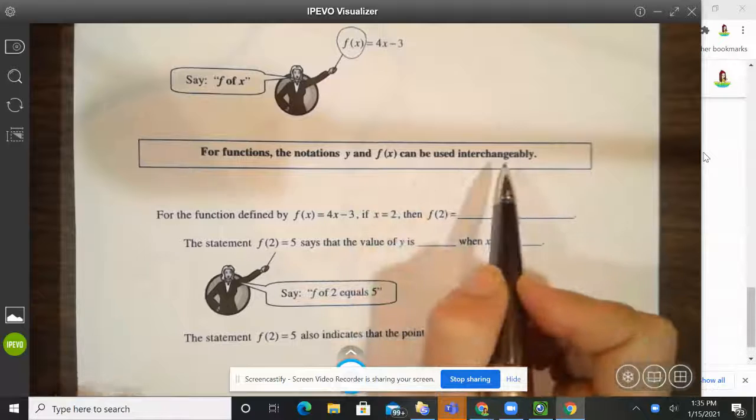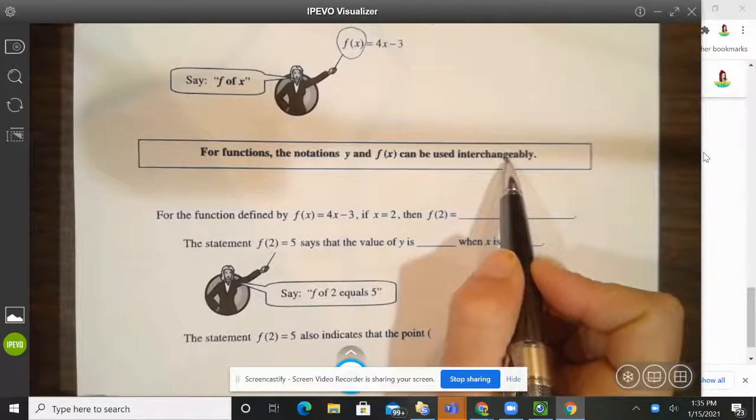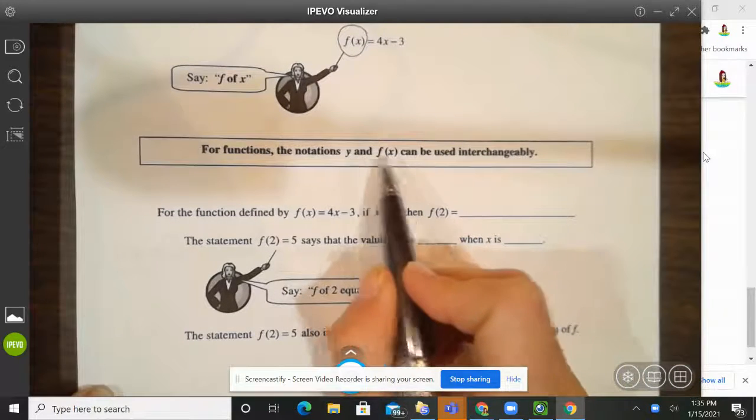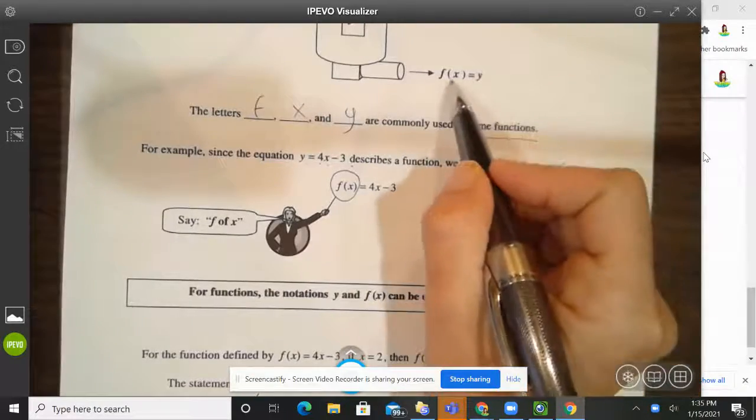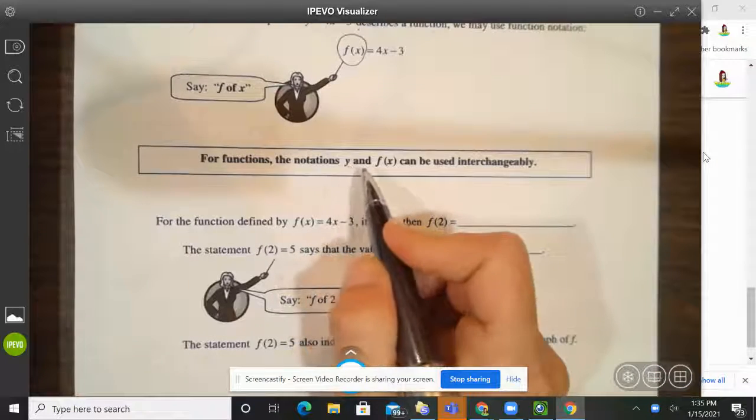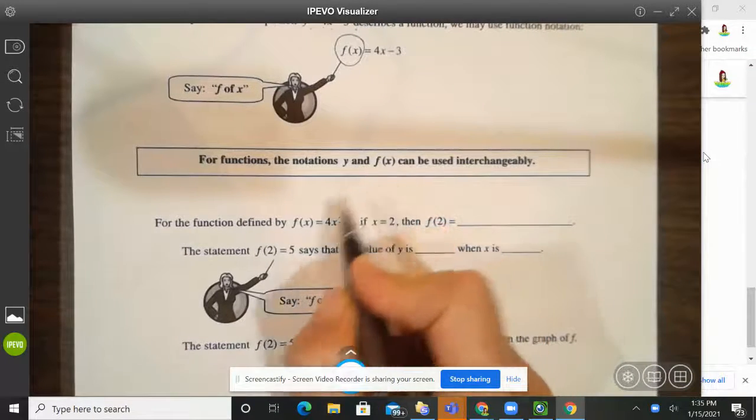So for functions, the notations y and f of x can be used interchangeably. So y and f of x are the same. They're equal to each other. So notice that this equals that. That means that it's equal. So you can either say y or you can say f of x.